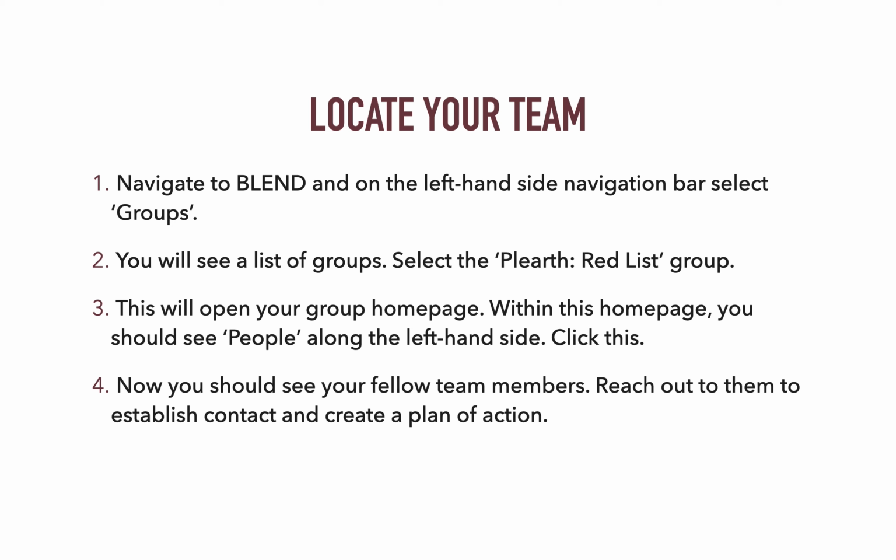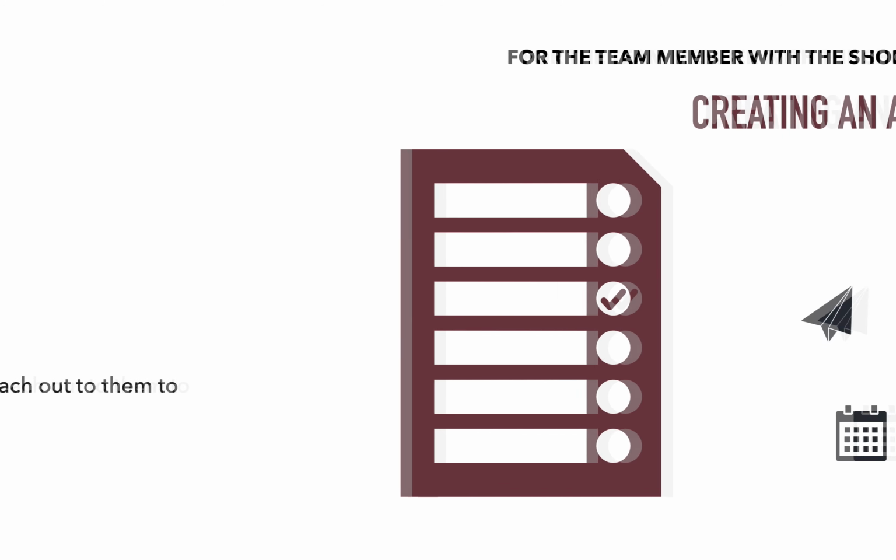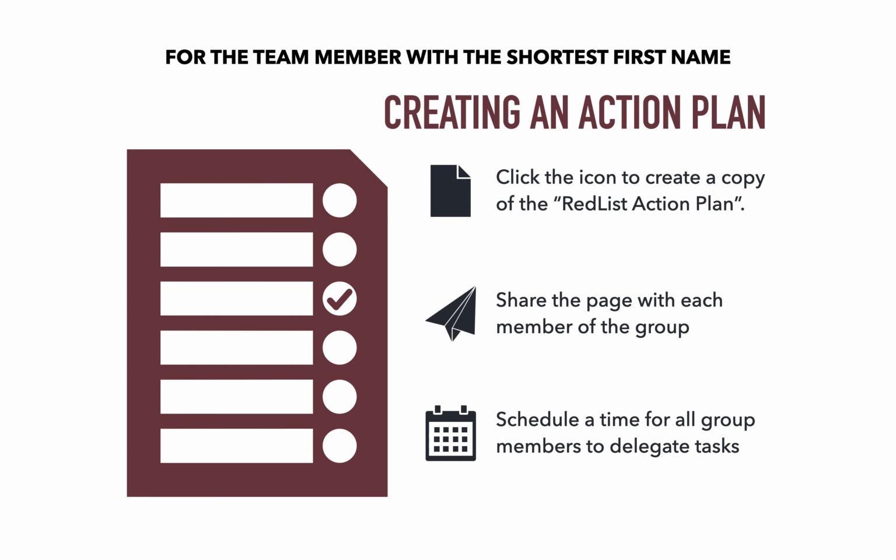Within this homepage, you should see people along the left-hand side. Click this to access people. Now, you can see your fellow team members. Reach out to them to establish contact and create your plan of action. For the team member with the shortest first name, you will be in charge of creating a copy of the action plan, which can be found on the assignment page. Then, you will share the document with the other group members. Use the Google Comments to work out a time to meet and discuss your plan of action.